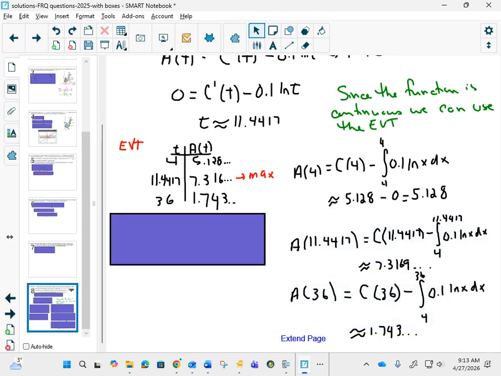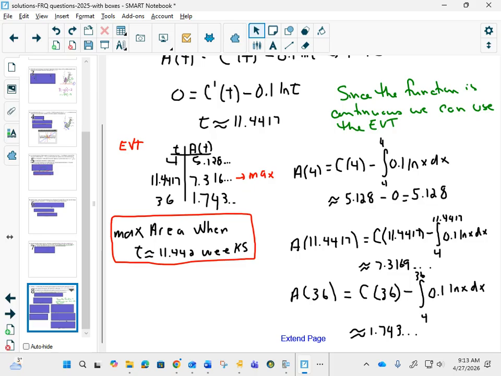And this is how you would calculate each of those. And then a statement to say that the max area happens at 11.442 weeks.